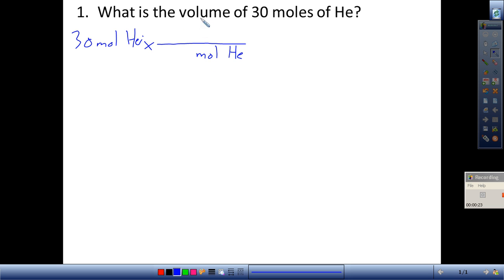Step number 3, volume. The question's asking for volume. Volume is in liters. I have the units. Now on my fraction, it only has 1 mole, so that means my number is going to be 1. How many liters in 1 mole? It's always 22.4. It's a constant. Memorize it. Cross off moles of helium and moles of helium because anything over itself equals 1. I'm left with liters, which is volume. I multiply across, and that's my answer.